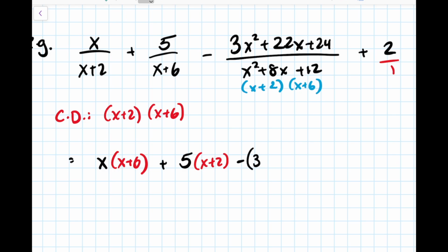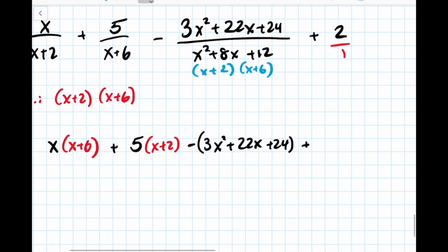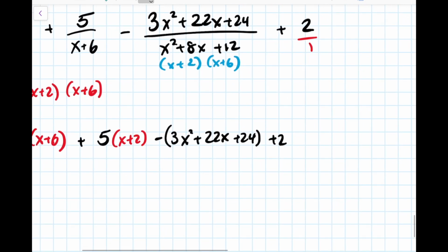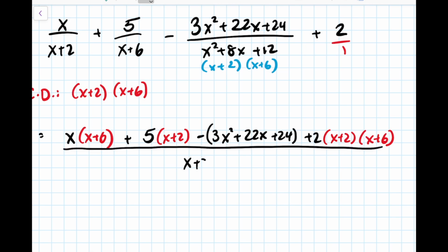We do need to subtract it properly, though. So it's going to be minus 3x squared plus 22x plus 24. And then my last fraction is missing both things, so the x plus 2 and the x plus 6. So I'm going to need to multiply it by both. And then all of that is over my common denominator of x plus 2 times x plus 6.